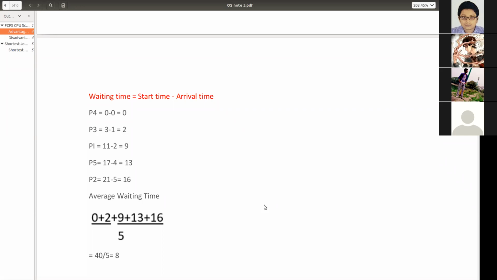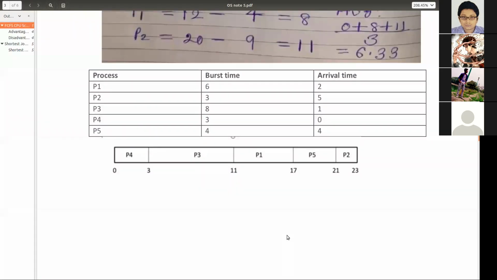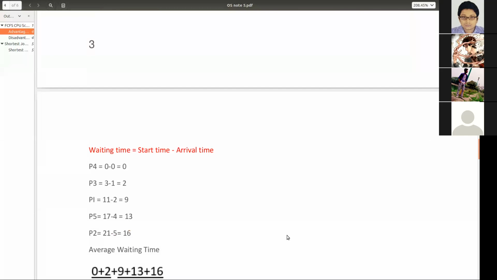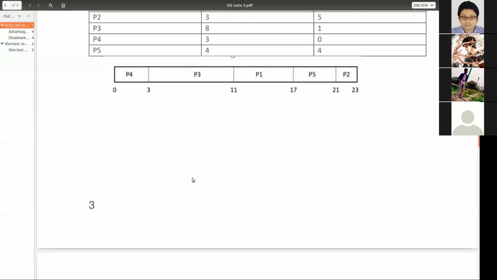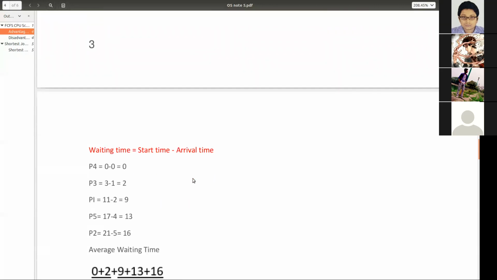So as per the start time minus arrival time formula, you will get the waiting time. Start time of P4 was 0 and arrival time of P4 was also 0, so it is 0. Start time of P3 was 3, arrival time of P3 was 1, so it is 3 minus 1. Like that, start time minus arrival time also gives you the waiting time. Actually, both are the same. We are just representing it in a different way mathematically.